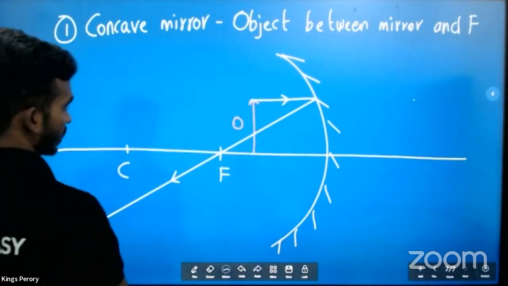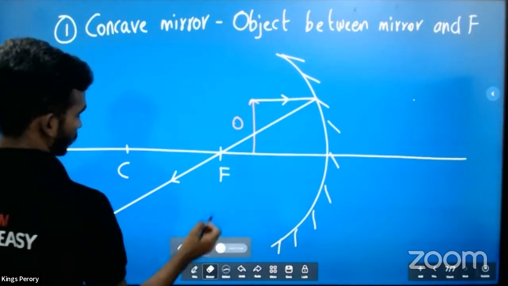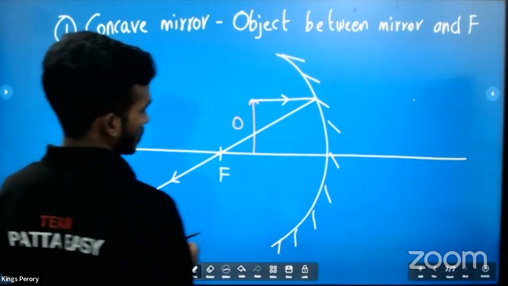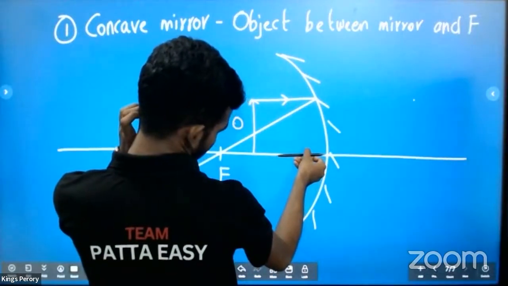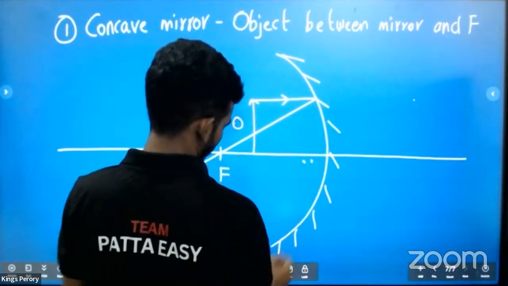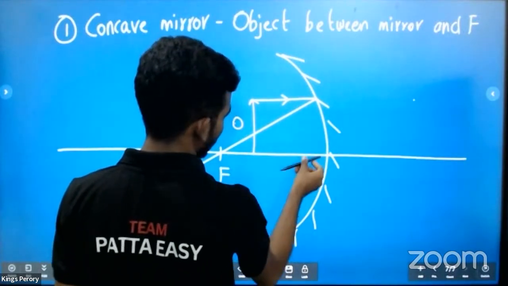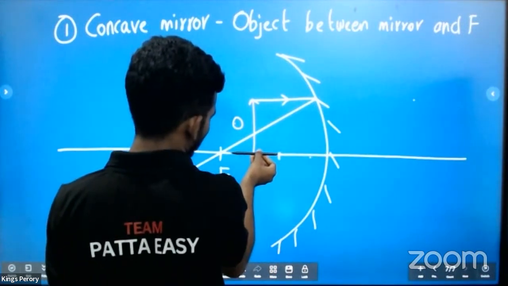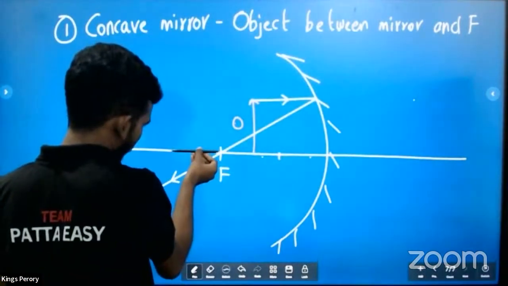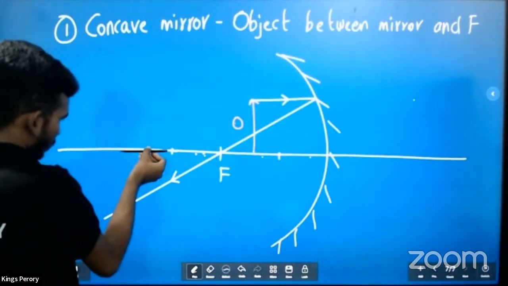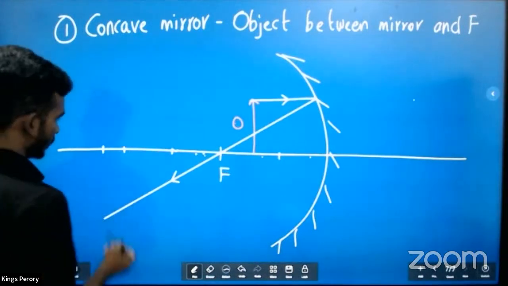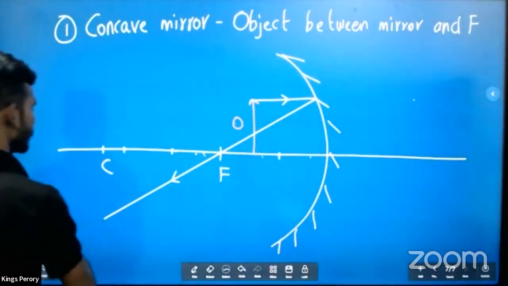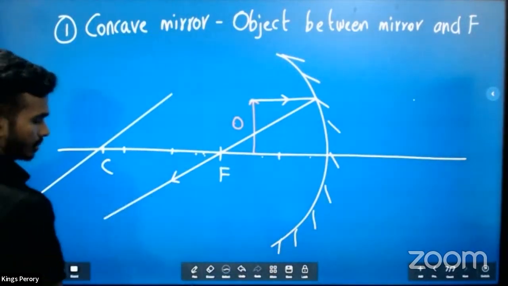No, I have not scaled it properly. You need to scale this end over. 1, 2, and a little bit more. Somewhere here, you have the center of curvature. So from the center of curvature, if I send a light ray down.